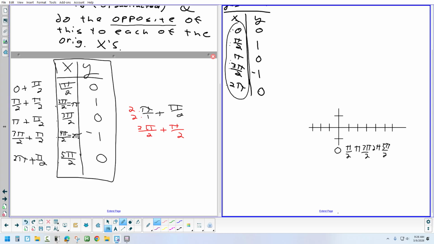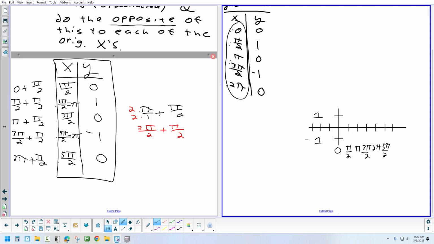What's the highest y value that we have in this table? 1. So we'll make this top tick mark 1. Not worried about putting a label there because my graph is going to be over here. And the lowest that we go? -1. It's a little bit easier if you have graph paper, but we can use that. So let's graph all the points in that table on that graph.